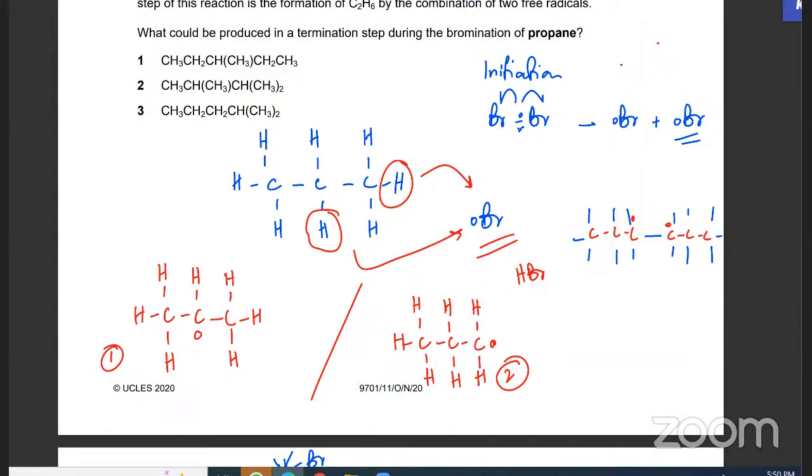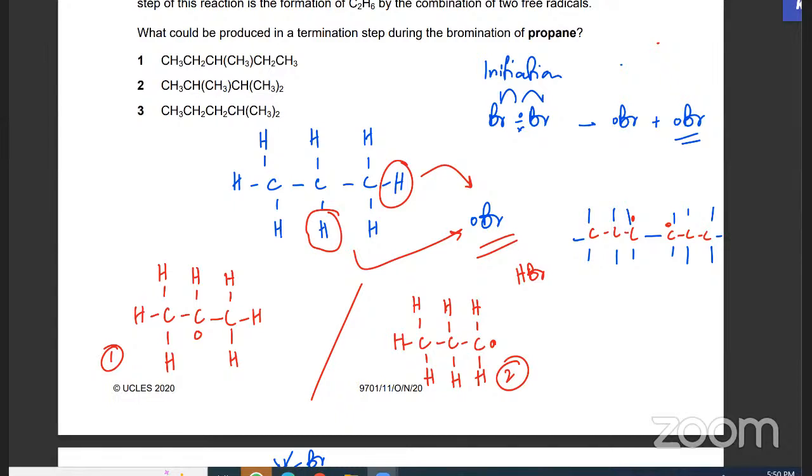Why can't bromine attack over here or here? No, it's the same thing. The radical would be this carbon atom, right? Okay. So it's going to be the same radical.